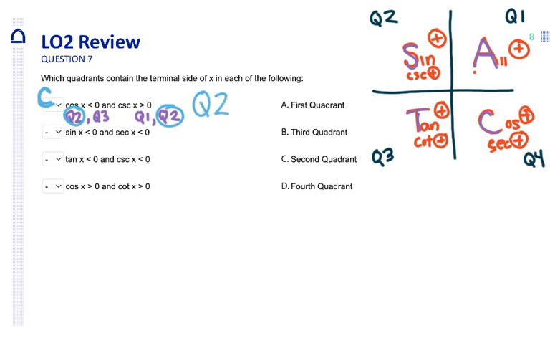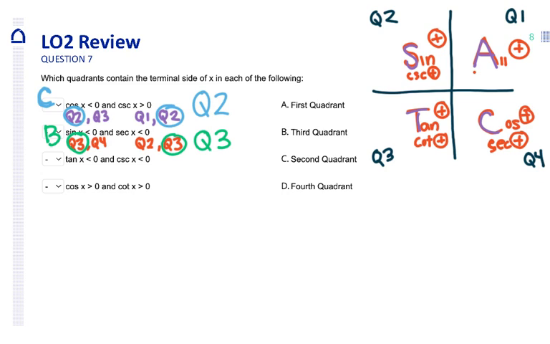Okay, let's look at sine. They're asking us in this next one, where is sine negative? Remember, sine is the y value, so we're talking about quadrant 3 and quadrant 4. And where is secant negative? Secant is related to cosine. So where are those negative? That's negative in quadrant 2 and quadrant 3. And so what do those have in common? Where does all of that happen at the same time? That would be in quadrant 3, which is choice B.